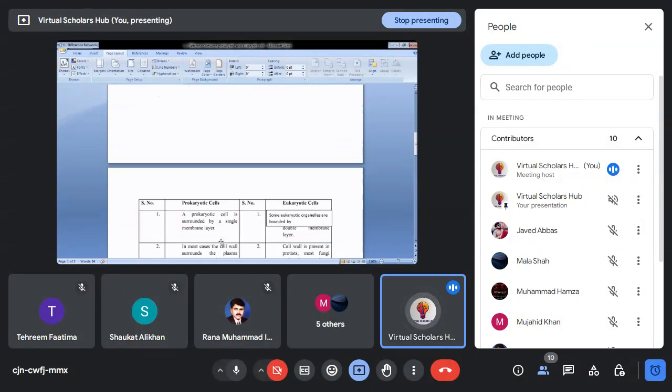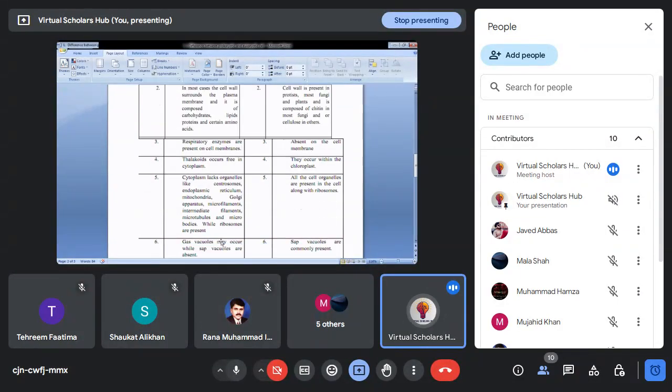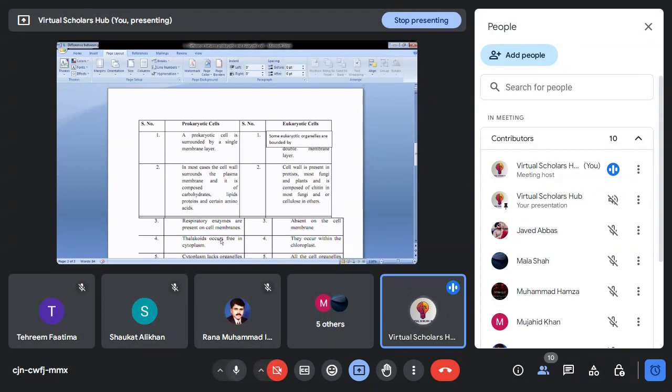Next, we will move towards the table. The table indicates the differences between prokaryotic and eukaryotic cells. First of all, a prokaryotic cell is surrounded by a single membrane layer, meaning only a single membrane in the form of the plasma membrane is present outside the cell, while in the case of the eukaryotic cell, some organelles are bounded by a double membrane layer. For example, nucleus, mitochondria, chloroplast, all these are double-membrane-bounded organelles.